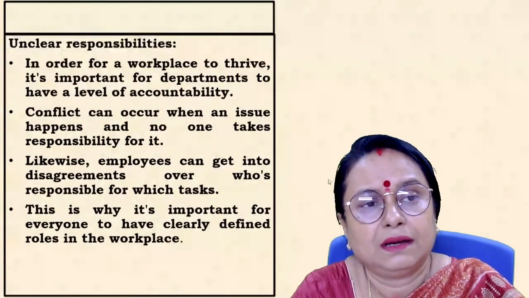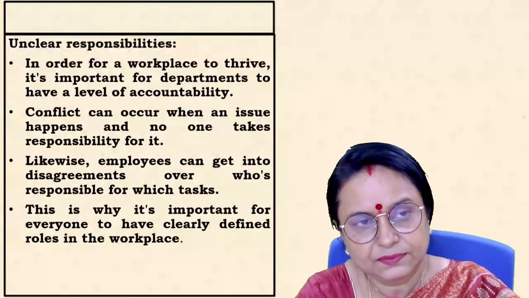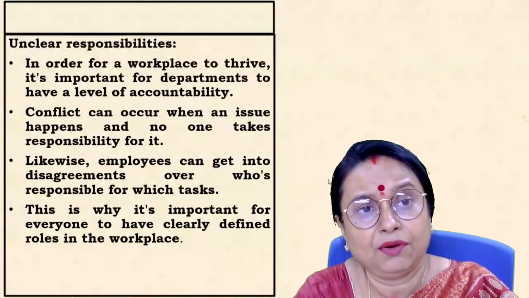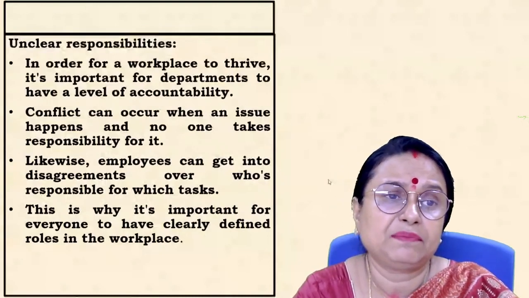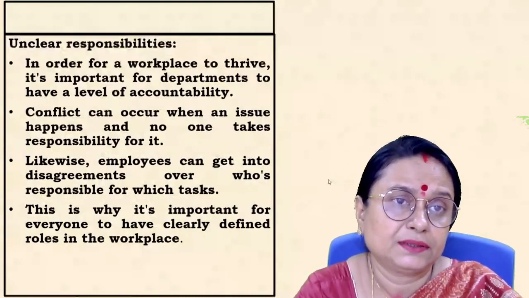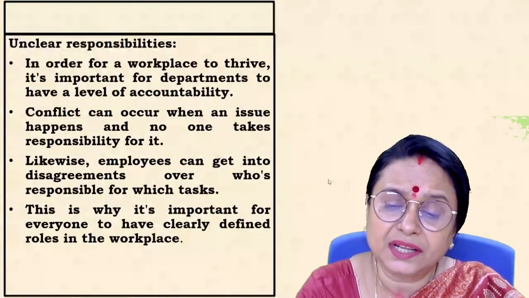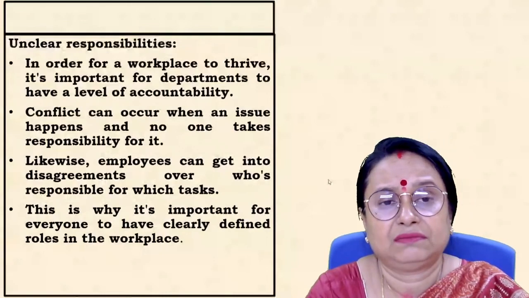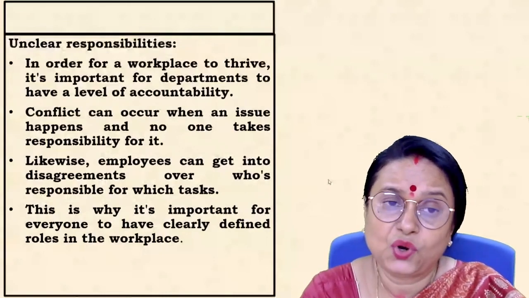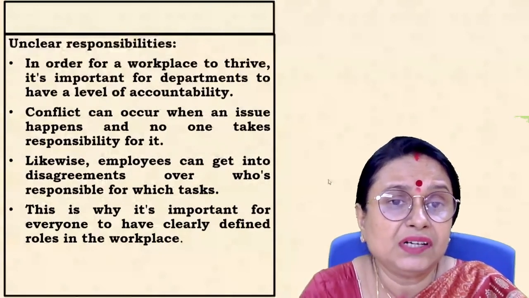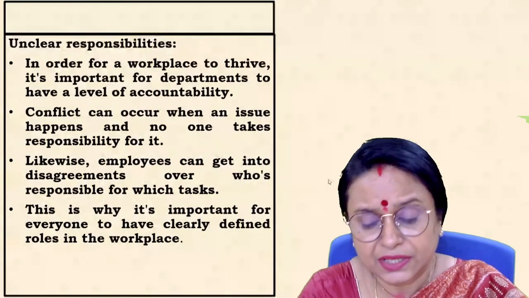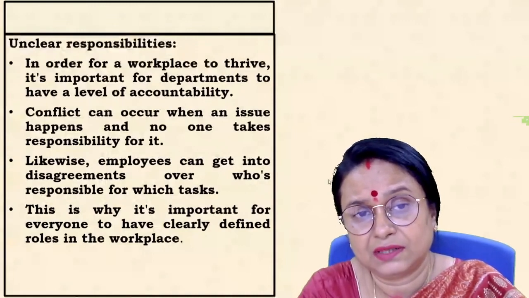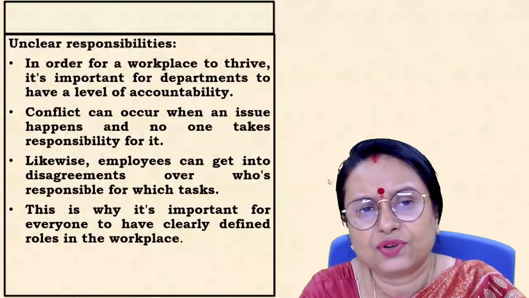Then another cause is unclear responsibilities. So unclear responsibility means accountability. In order for a workplace to thrive, it's important for departments to have a level of accountability. So people should take responsibility. Either they take it on their own or they should be held accountable by the organization. If any department or any employee doesn't have the accountability for some work, he will not do it properly. Accountability means he has to answer to someone. He is answerable for not doing the work or for doing the work.